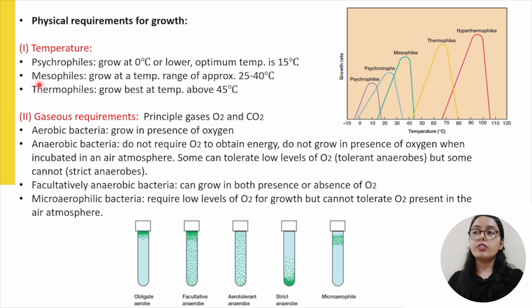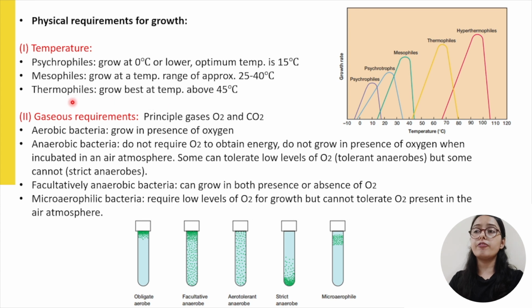Then the next type of bacteria are called mesophiles. Mesophiles are those bacteria that grow at a temperature ranging from approximately 25 to 40 degrees Celsius. Then there are thermophiles. As the name itself suggests, philes means loving, and thermo means heat. So these are those bacteria which love heat or can survive in high temperature. They grow best at temperatures above 45 degrees Celsius.